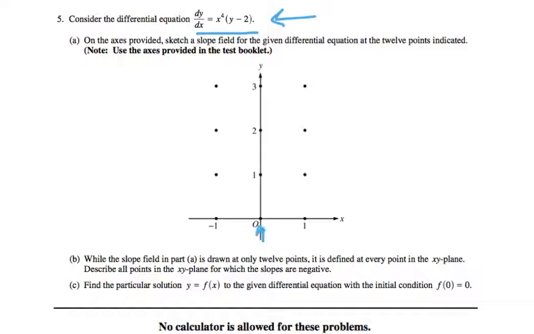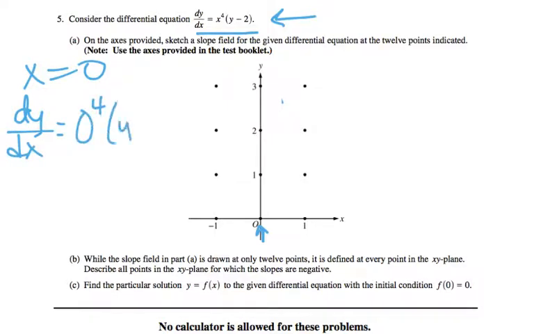Let's start with this vertical set of points. For those points, x equals 0. So if I plug it in to dy/dx, I get 0 to the fourth times (y minus 2). Well, it doesn't matter what y is. No matter what, this is going to end up equaling 0. So we're going to draw in a slope of 0 at each of these points. Okay, so that was pretty straightforward, getting values for x equals 0.